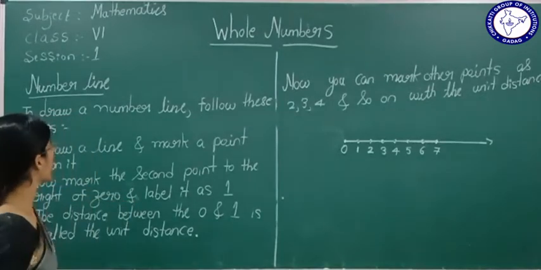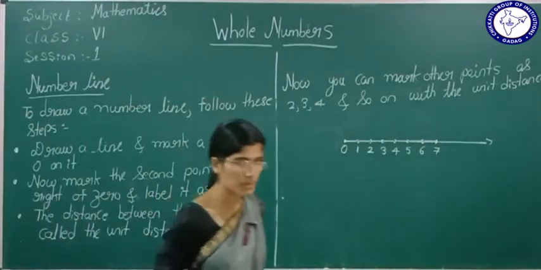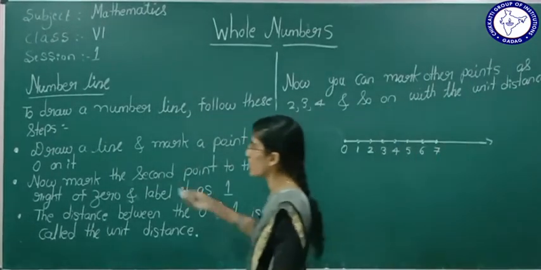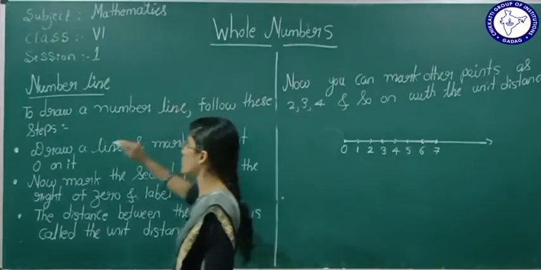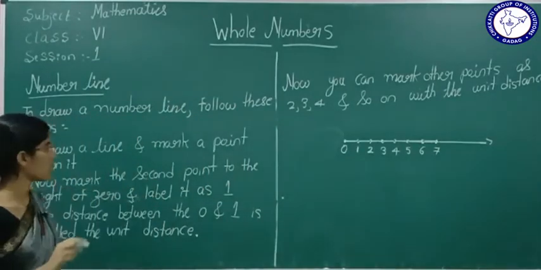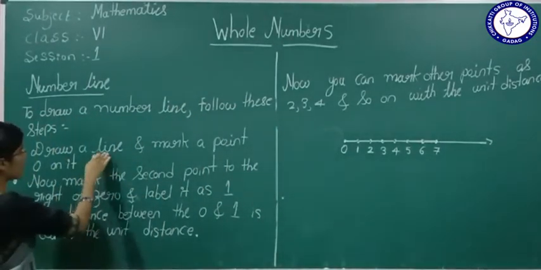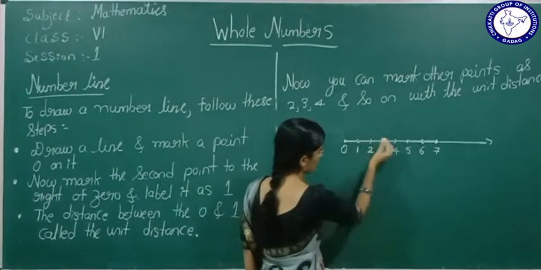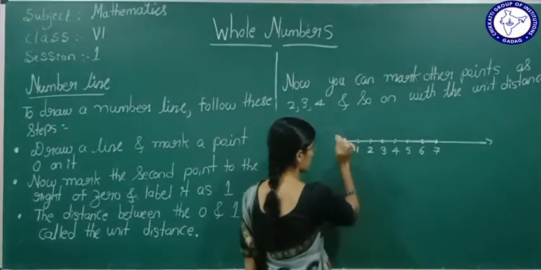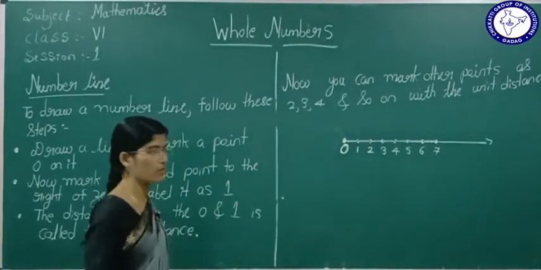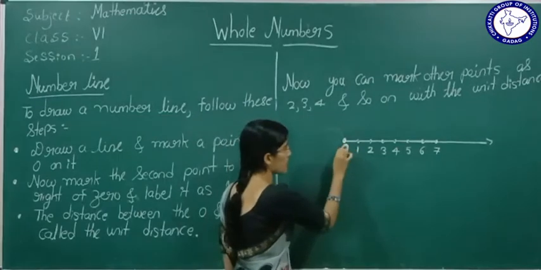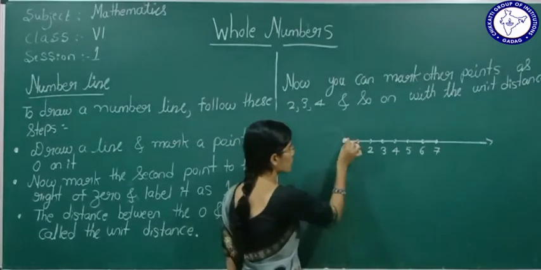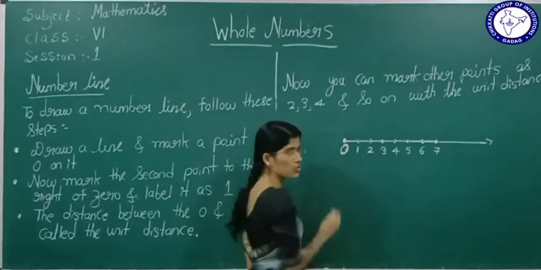See here, the next topic is the number line. How are we going to represent the whole numbers on the number line? To draw a number line, follow these steps. Draw a line and mark a point 0 on it. We have to draw one line and mark 0 here, because whole numbers will start from 0.